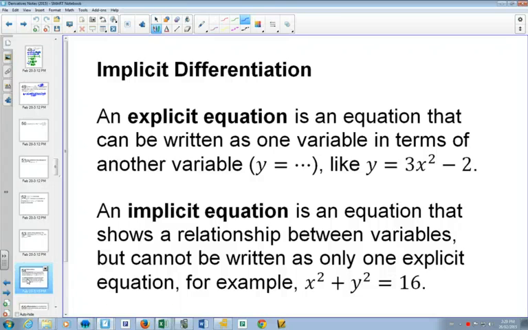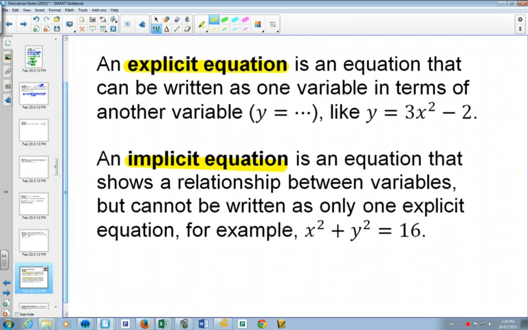So what we're going to be doing today is implicit differentiation. So here's the main difference, if we're highlighting. I love highlighting. Explicit equation versus an implicit equation. One where you can write y all by itself would be an explicit equation. But in this second equation here, this implicit one, x squared plus y squared equals 16.